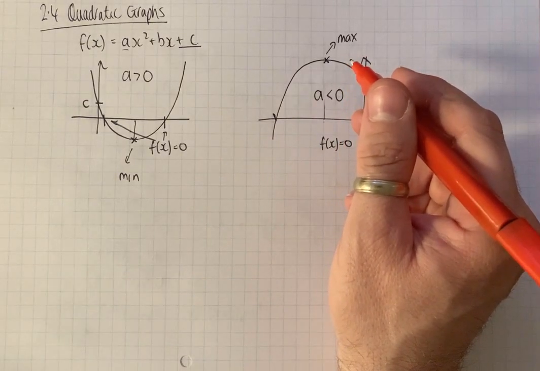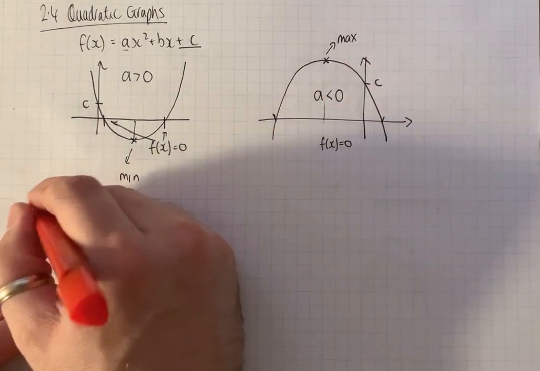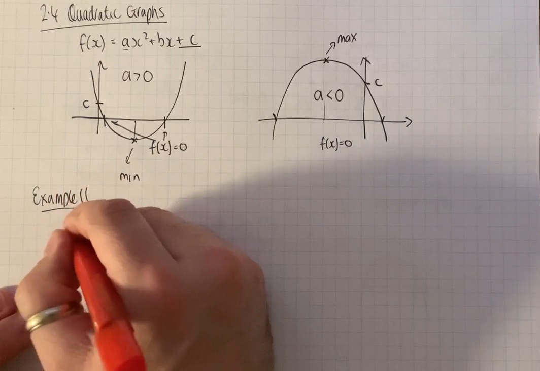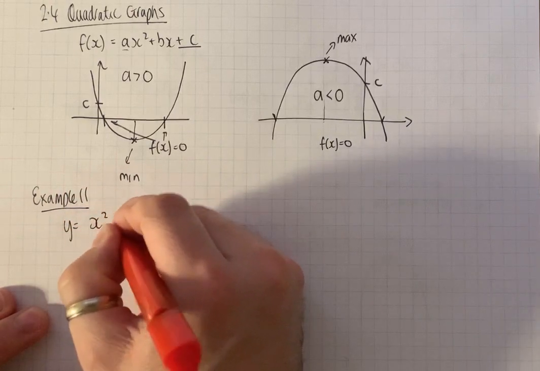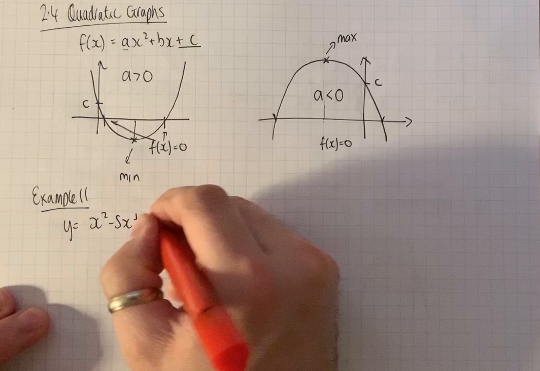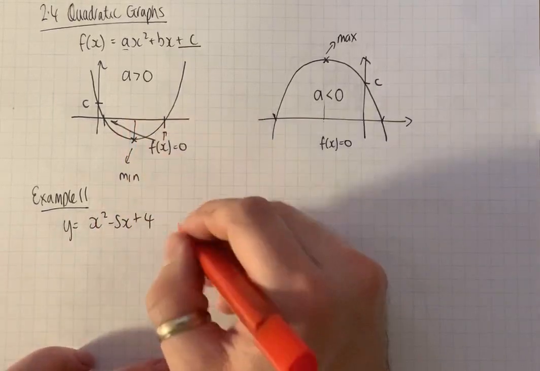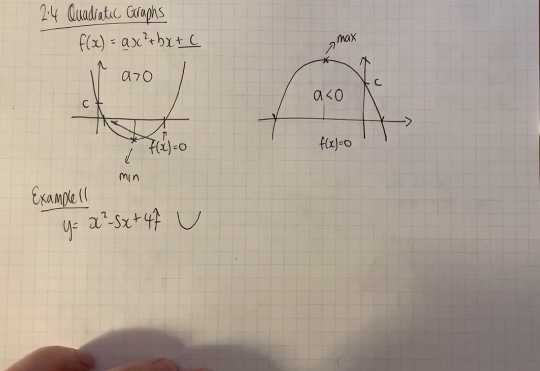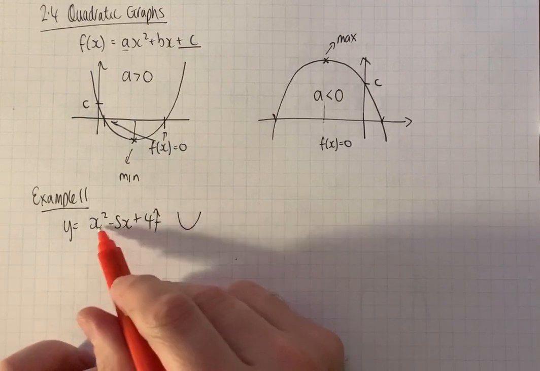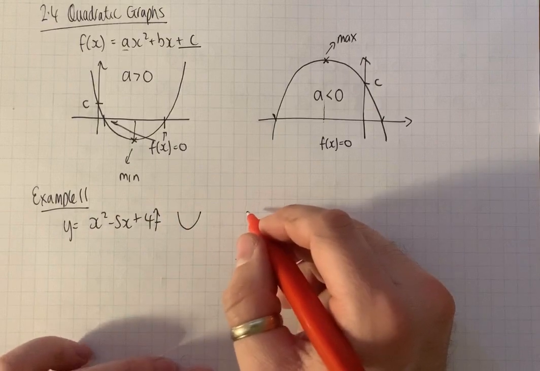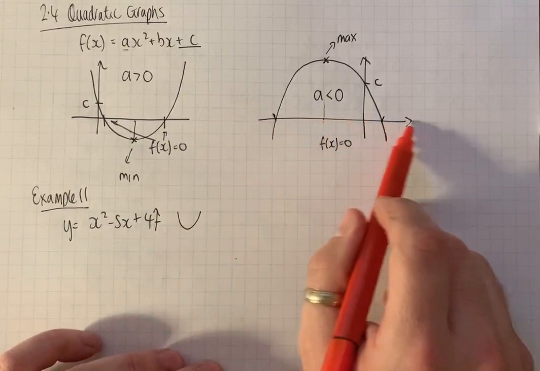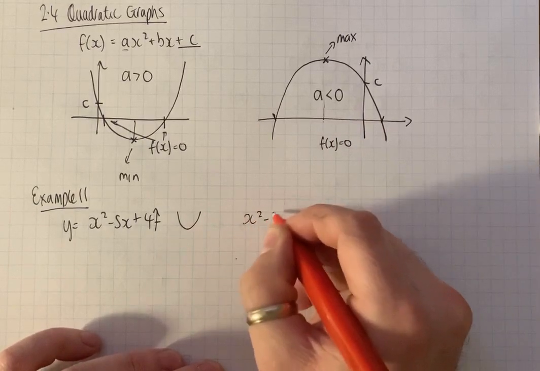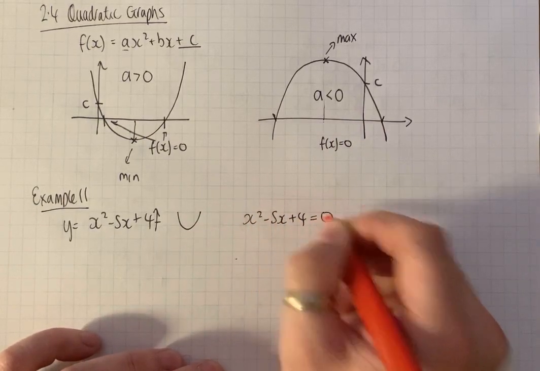Let's look at an example now. Example 11. Example 11 would like us to sketch the graph of y equals x squared take away 5x plus 4. So straight away we know it's going to be a happy graph. We know it's going to cross the y-axis at 4. Let's work out where it crosses the x-axis. It crosses the x-axis when the function equals 0 and y equals 0, because along the x-axis the value of y is 0. So x squared minus 5x plus 4 equals 0.